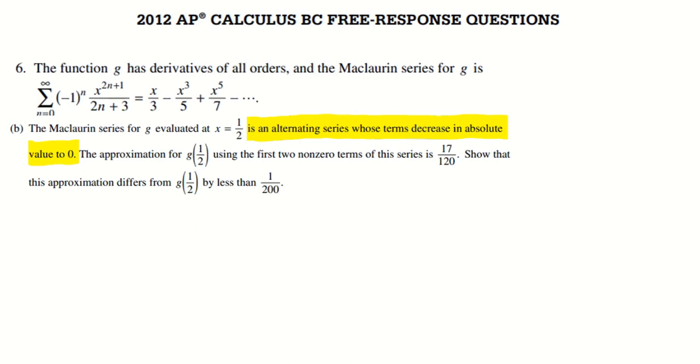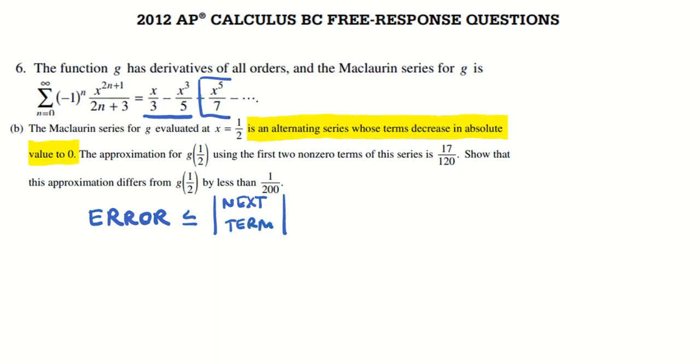So using the first two non-zero terms, so I used these two, plug in a half, evidently I get 17 over 120. I'm going to just believe them on that. And I'm going to show that the approximation differs from g of a half by less than 1 over 200. Well, I know that the error in such an approximation, using an alternating series that converges, is no more than the absolute value of the next term, which is going to be this one.